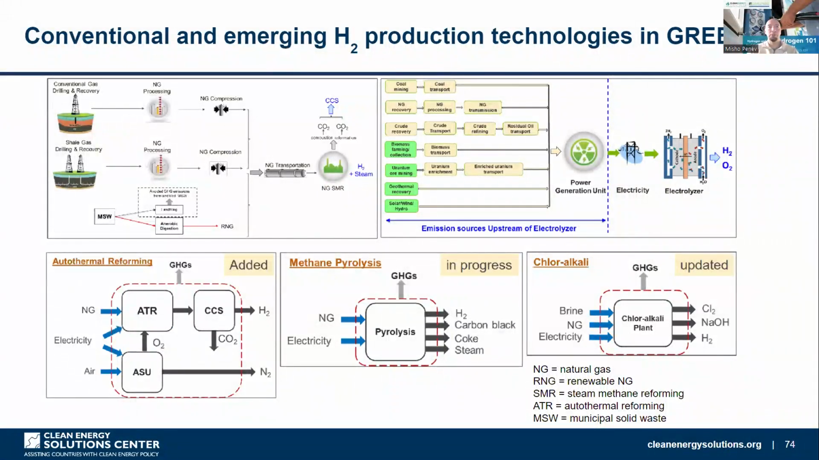This is a little bit more detail about what pathways are specific to hydrogen are available within the model. We have conventional pathways, such as the use of conventionally extracted either shale or other type of natural gas. It looks at the distribution as well as the conventional steam methane reforming, where CO2 is vented to the atmosphere.